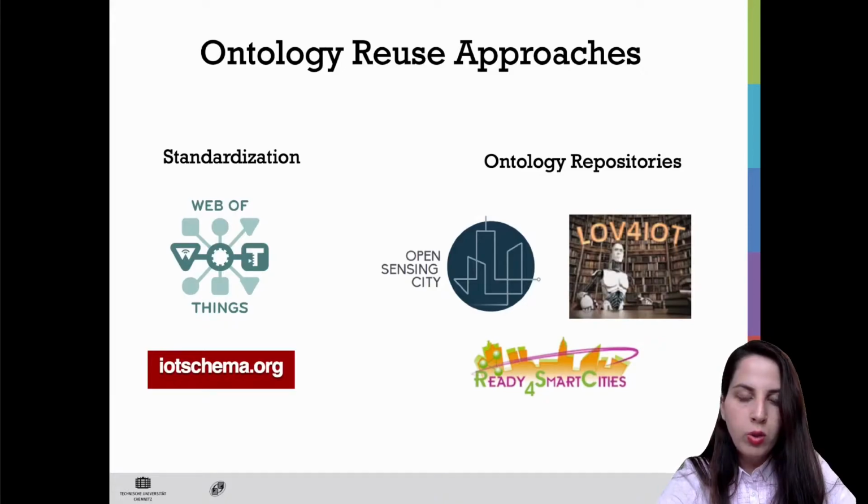Another method towards ontology reuse is ontology catalogs such as Lab for IoT, Ready for Smart Cities, and Open Sensing City. These catalogs do a great job in terms of discovering the distributed ontologies over the web and getting general information about the ontology such as the IoT domain, and metadata such as authors or quality indicators. But for ontology comparison and selection, we need some additional content-related information.